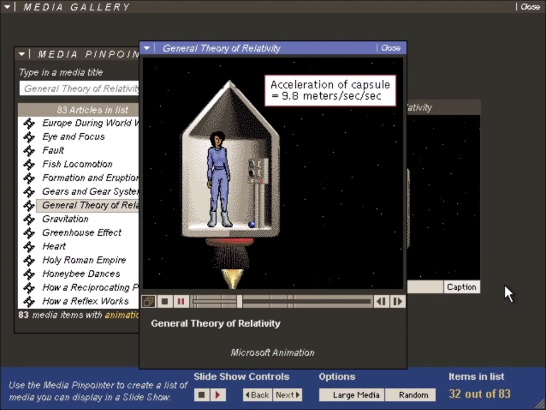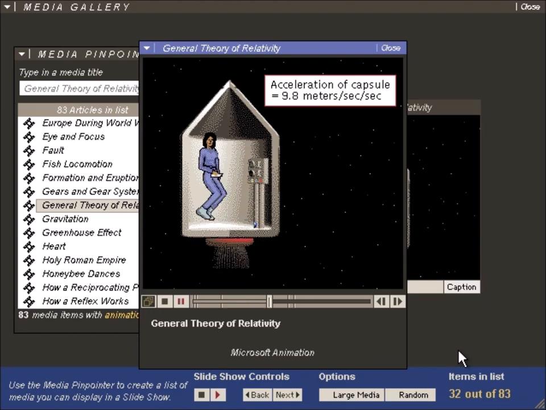Suppose that the rocket engine is fired at just the right amount to cause the capsule to accelerate at 9.8 meters per second per second. The floor of the capsule pushes against the astronaut's feet. To her, it feels the same as if she were standing on the Earth. The ball appears to fall with exactly the same acceleration as it did on the surface of the Earth.